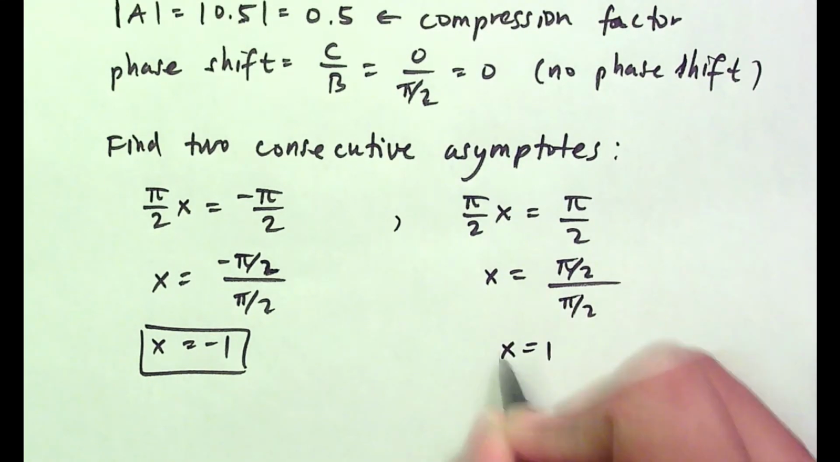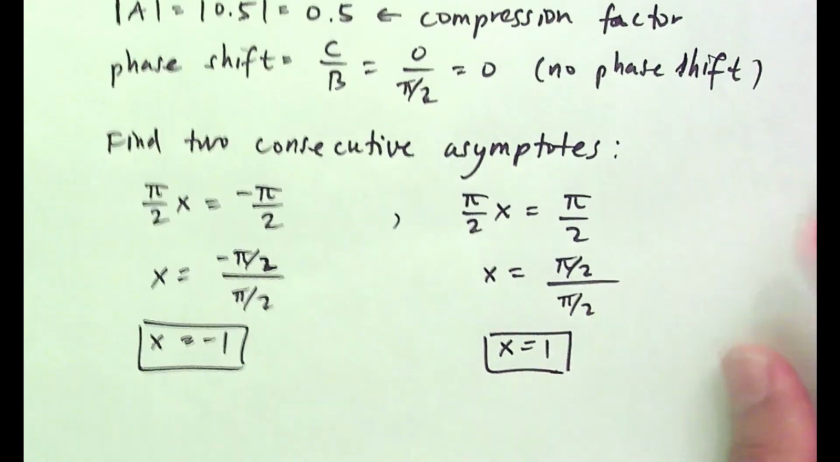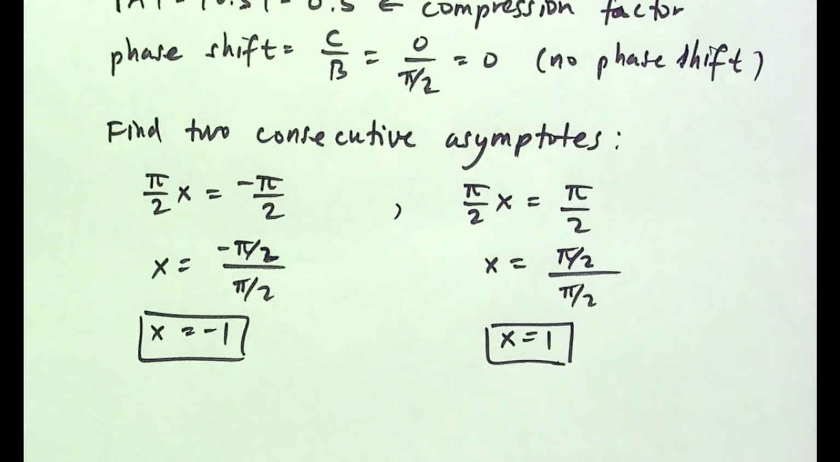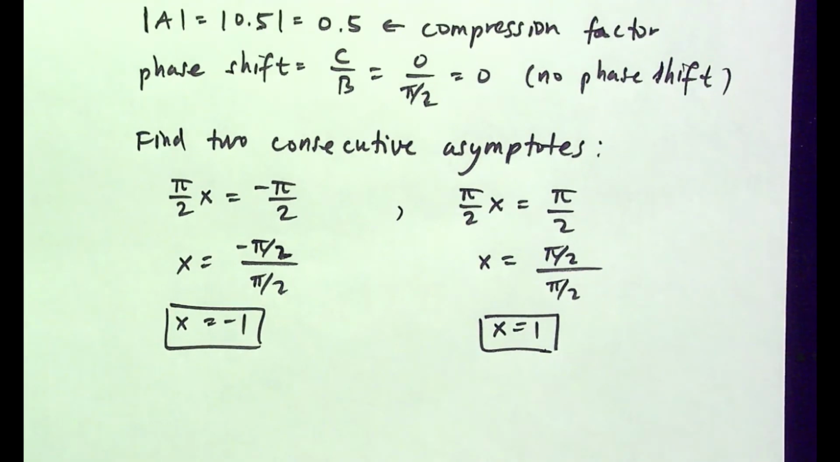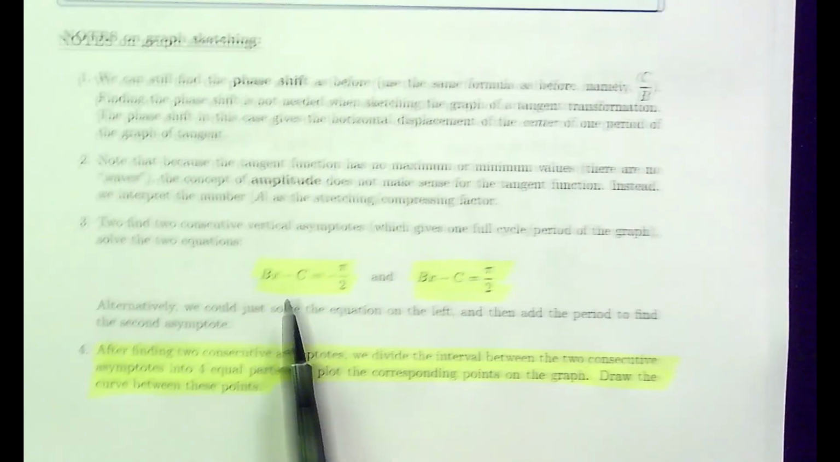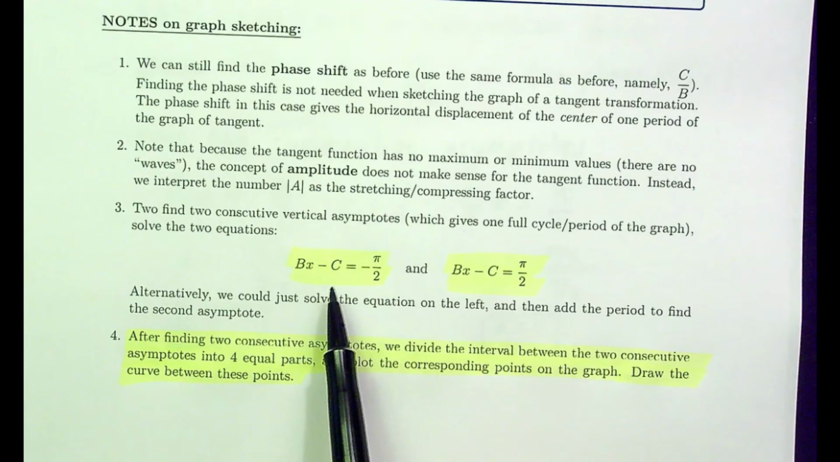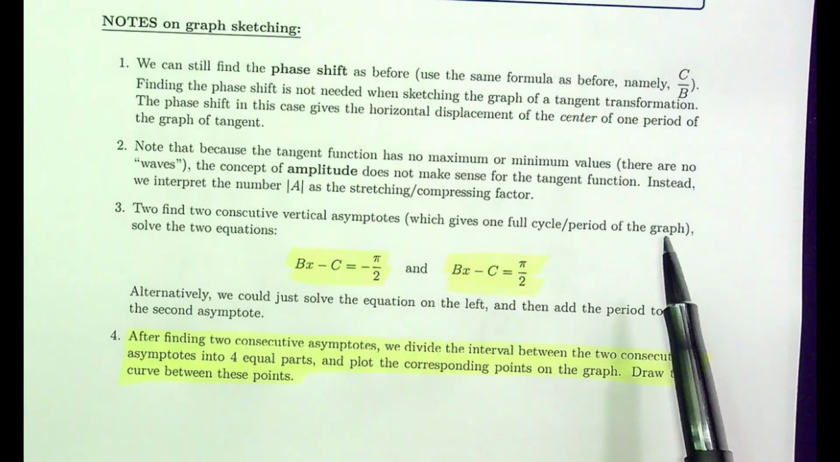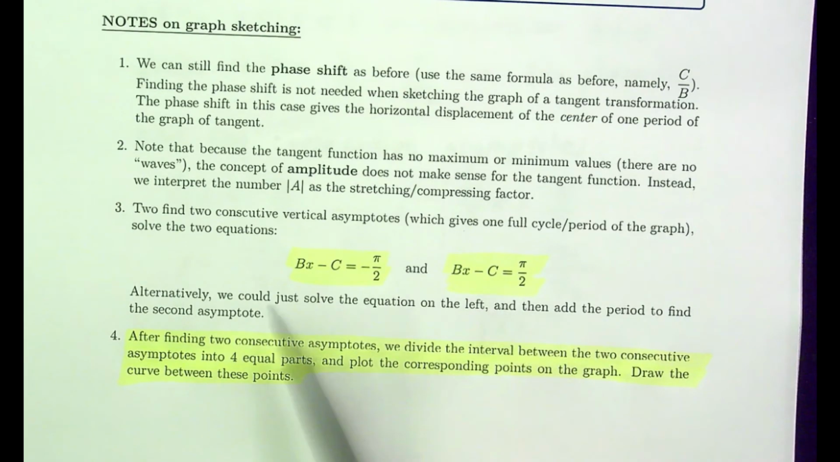So x is equal to 1. So the two consecutive asymptotes are negative 1 and 1. Okay, another way of doing this is you can just solve one of them, the left one, and then add the period, and that automatically gives you the other asymptote. You don't have to solve both of them.